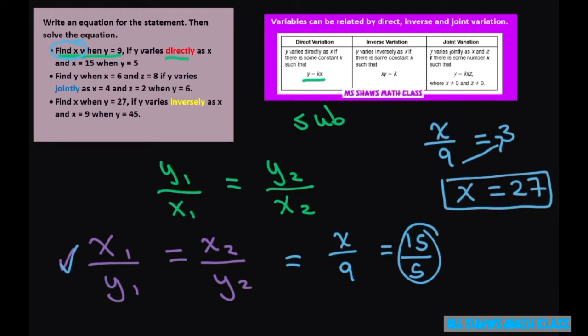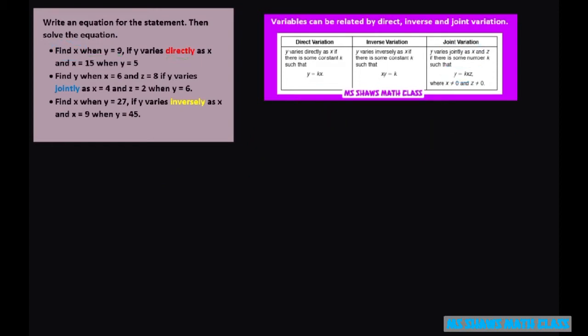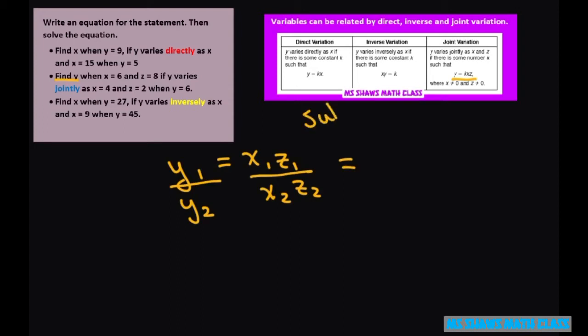Joint is not that much harder because you just have an extra variable. So the way you set that up is the same way. We're going to write this as y. We're trying to find y. y sub 1 equals x sub 1, z sub 1, just like this. And then for the denominator, y sub 2 equals x sub 2, z sub 2.